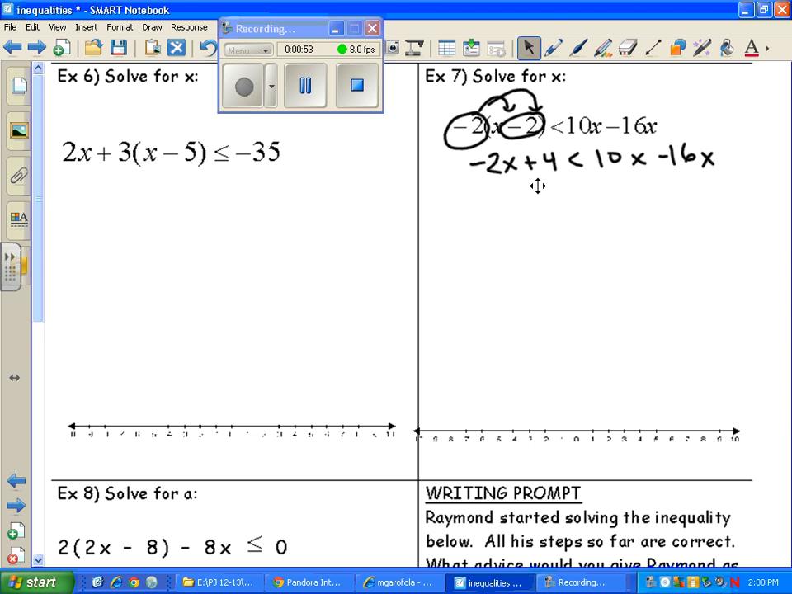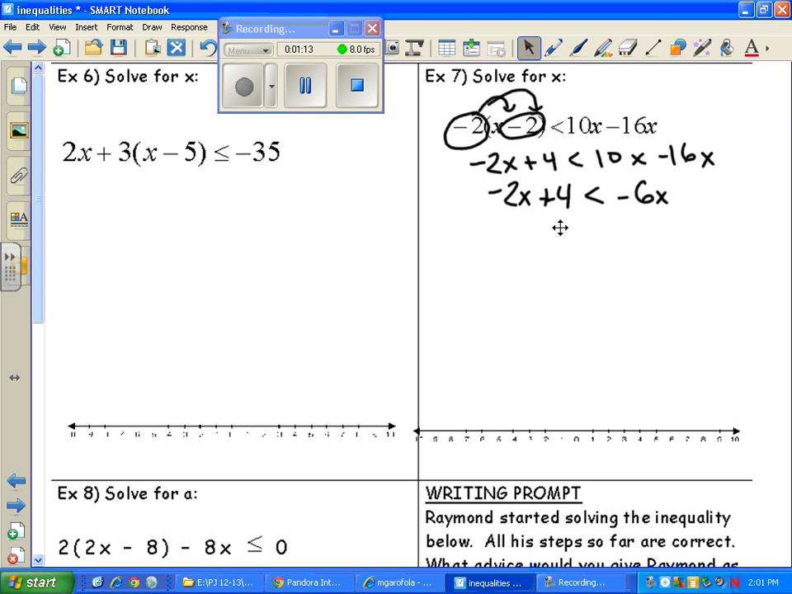As I look at each side of this inequality, I see I have no like terms on the left side, but 10x and minus 16x are like terms. So I'm going to go ahead and combine them. And by doing that, I'll get negative 6x. 10 minus 16 is negative 6. So 10x minus 16x is negative 6x.